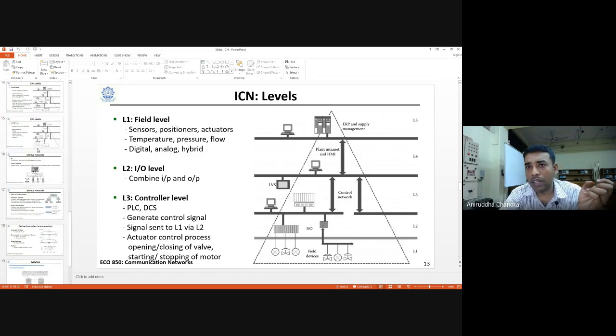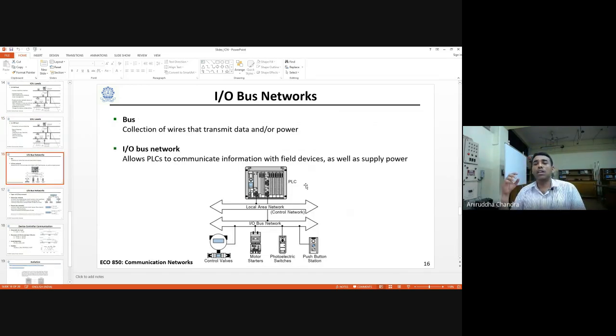So let us have a look at these IO bus networks. A bus is basically a collection of wires which transmit data or power. In most of the industrial networks, we still have wired communication. Wireless communication is being proposed and is replacing it, but you have to remember that wired communication is always more reliable, and industry people are probably still fearful about the reliability of wireless. But for certain moving parts, where mobility is involved, there is no other way but to use wireless.